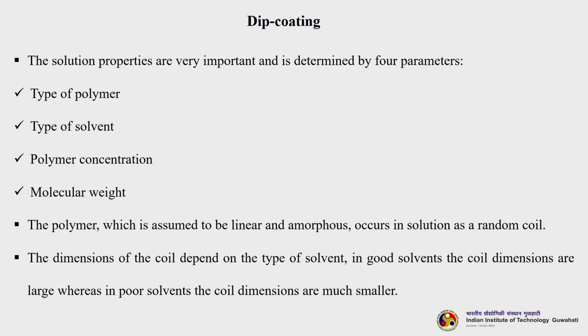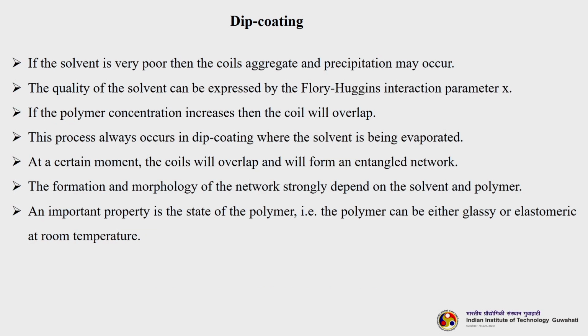The solution properties are very important and are determined by 4 parameters: type of polymer, type of solvent, polymer concentration and molecular weight. The polymer, which is assumed to be linear and amorphous, occurs in solution as a random coil, and the dimension of the coil depends on the type of solvent. In good solvents the coil dimensions are large, whereas in poor solvents the coil dimensions are much smaller. If the solvent is very poor, then the coils aggregate and precipitation may occur. So, that is another thing that has to be taken care of. The quality of the solvent can be expressed by the Flory-Huggins interaction parameter χ.